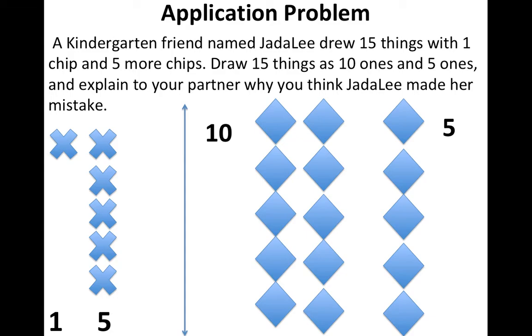That's why JadaLee's initial 1 and 5 is incorrect, because when you put 1 and 5 next to each other, the number becomes 15. However, when you add 1 and 5, it does not make 15. Only 10 and 5 makes 15.